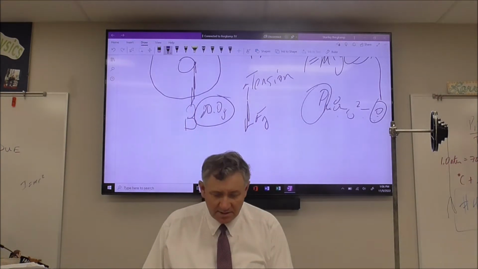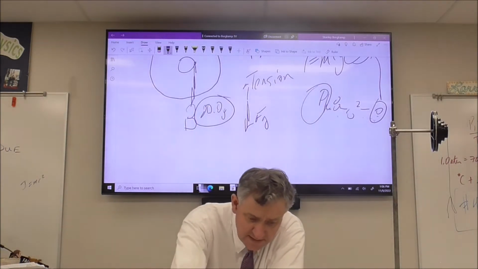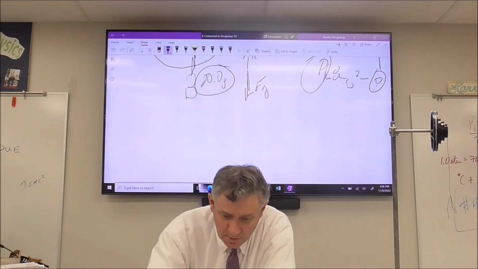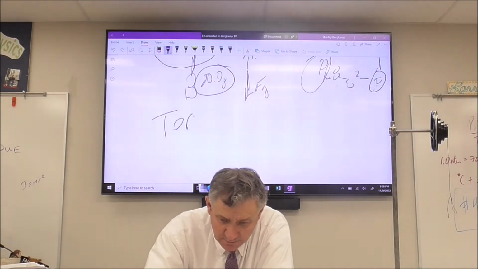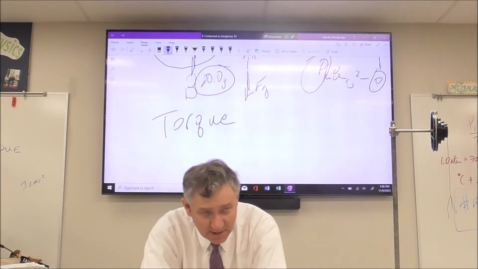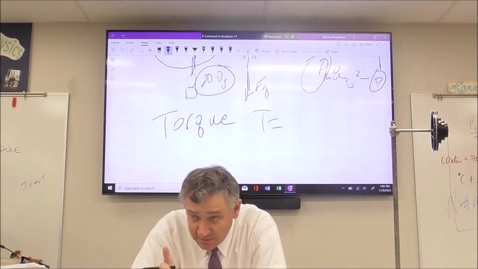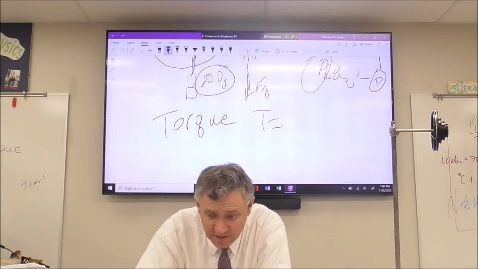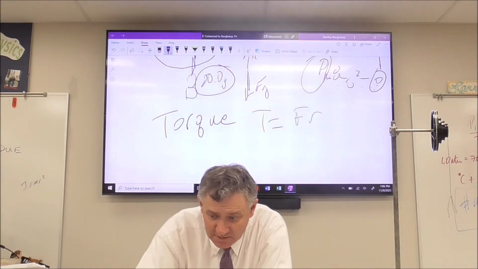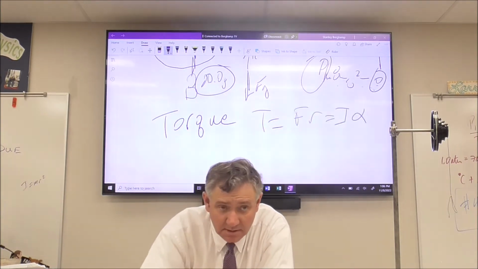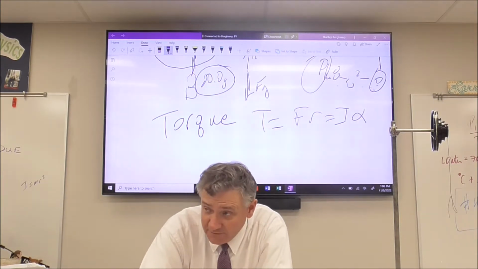Now, here's the whole kicker. That second calculation is where you're going to calculate torque. So remember, it's vital that you remember this. Torque equals two things. It equals force times radius, and it equals I alpha.